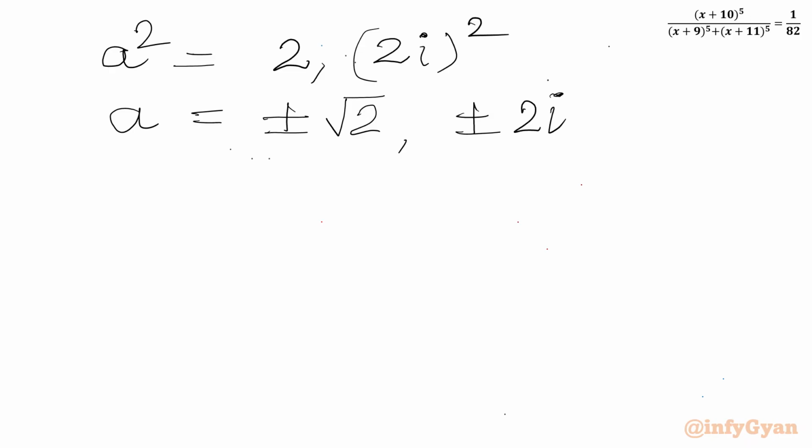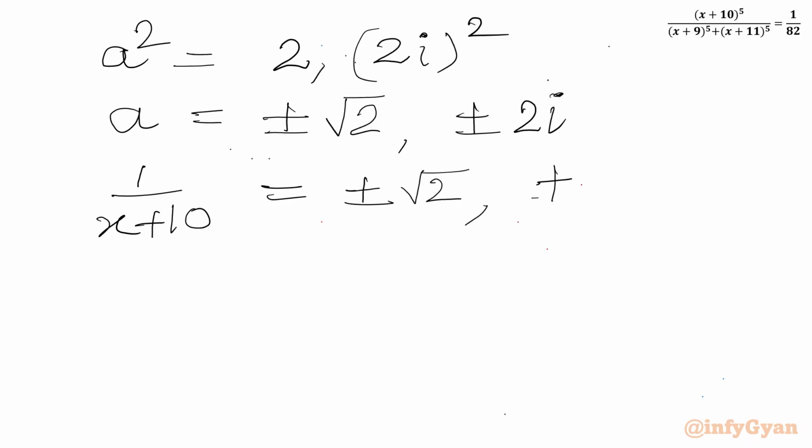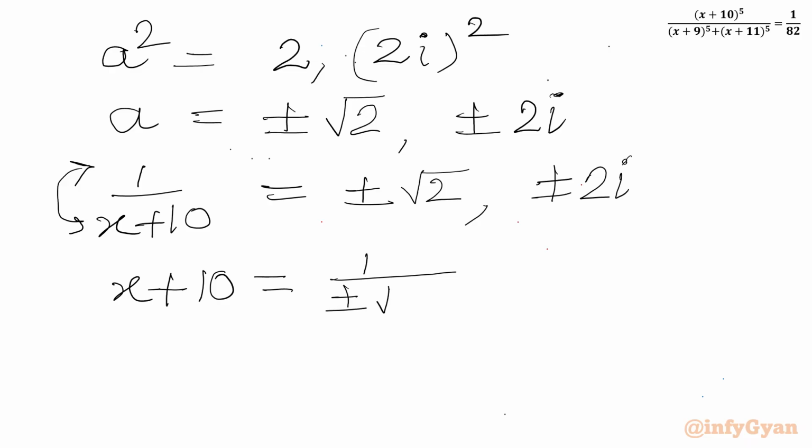Now a was our substitution. a was 1 over x plus 10. So I will write here 1 over x plus 10 equal to plus minus square root 2 and plus minus 2i. Now I will flip numerator and denominator. So I can write x plus 10 will be 1 over plus minus root 2 and 1 over plus minus 2i.